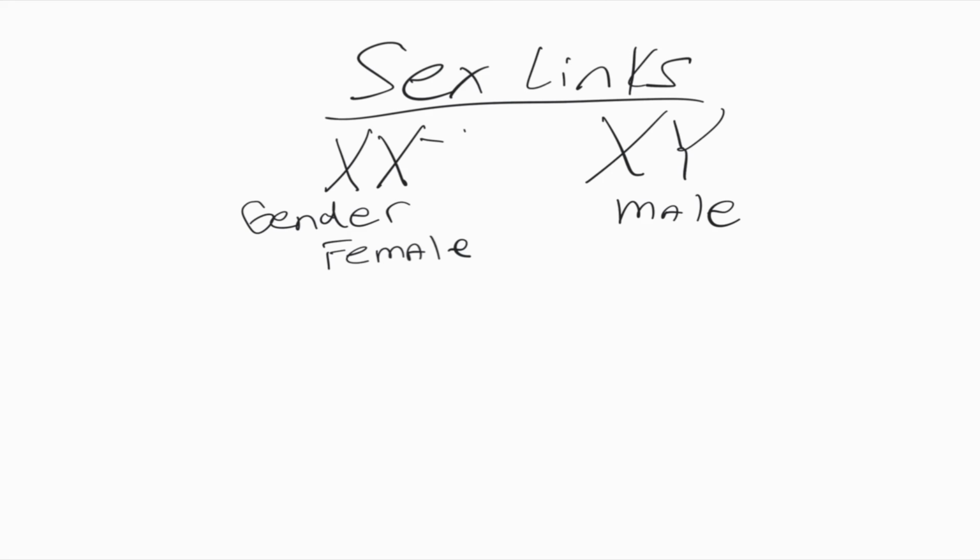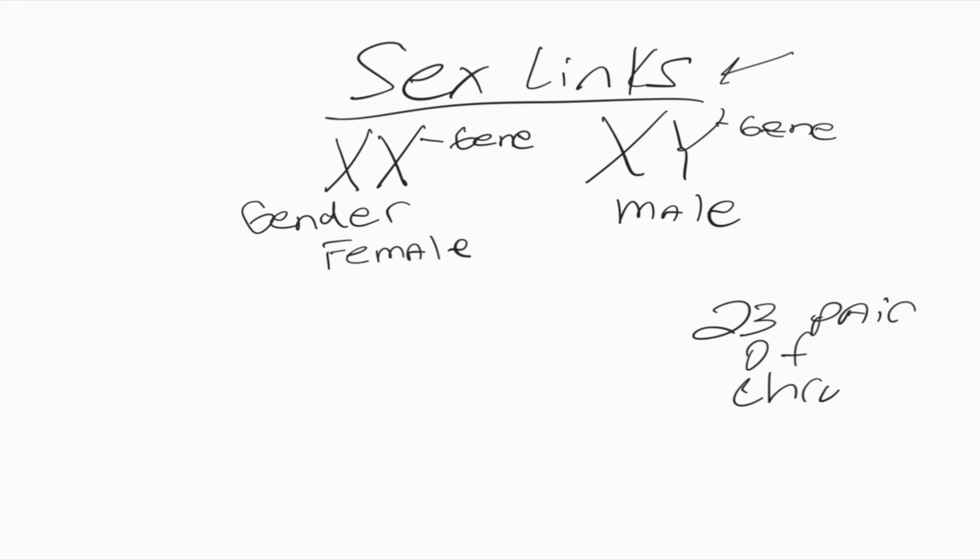Now, if there's a gene on these particular chromosomes, students, it is referred to as a sex-linked trait. Color blindness is a sex-linked trait. There are other sex-linked traits. So the 23rd pair of chromosomes determines the gender. Again, these are referred to as sex-linked traits.